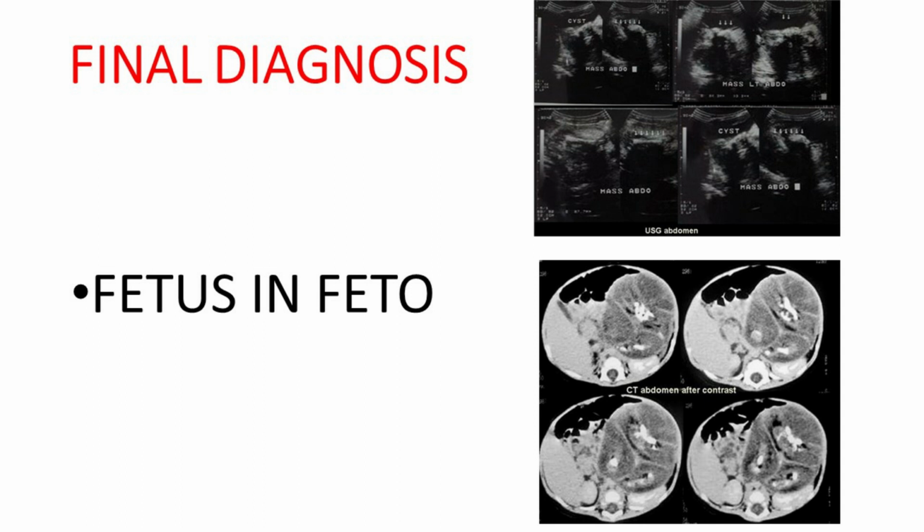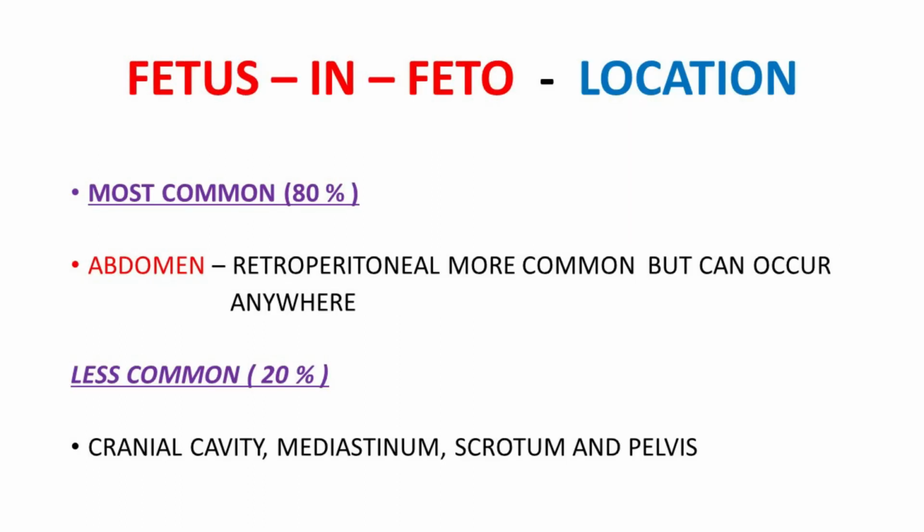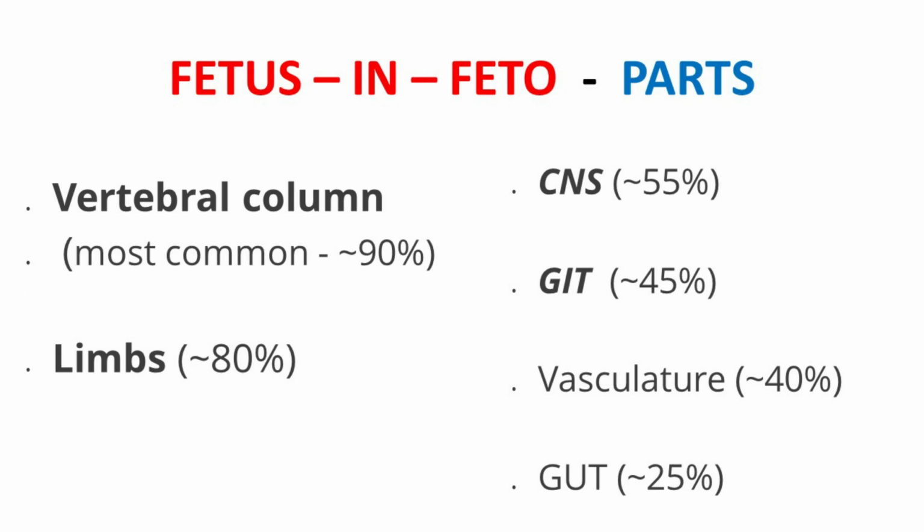So usually with fetus in fetu, the most common location is the retroperitoneal part of the abdomen. Then intraperitoneal, that can occur anywhere in the abdomen, but retroperitoneal is more common than the intraperitoneal compartment, though both of them have been reported. Less common ones like those in the mediastinum or pelvis or cranial cavity or in the scrotum have also been reported. So when you have a vertebral column, which is the most common one, in a mass lesion, it's most commonly fetus in fetu.